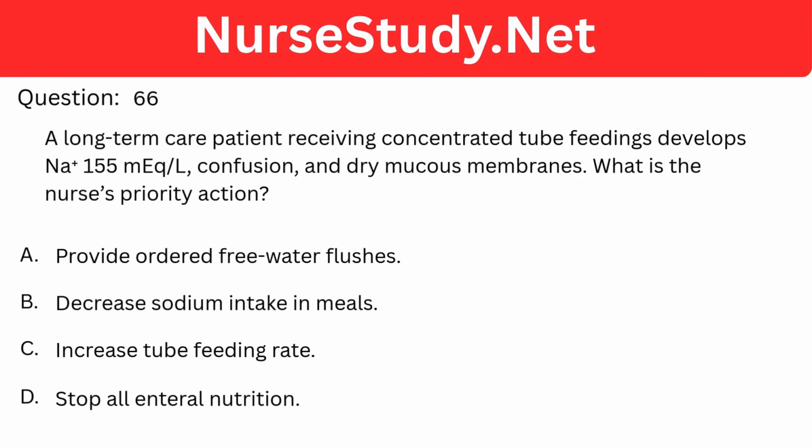Question 66. A long-term care patient receiving concentrated tube feedings develops sodium 155 milliequivalents per liter, confusion, and dry mucous membranes. What is the nurse's priority action? A. Provide ordered free water flushes. B. Decrease sodium intake in meals. C. Increase tube feeding rate. D. Stop all enteral nutrition.